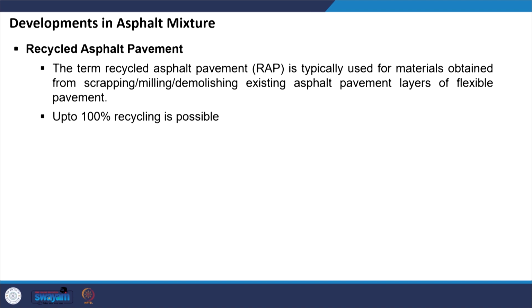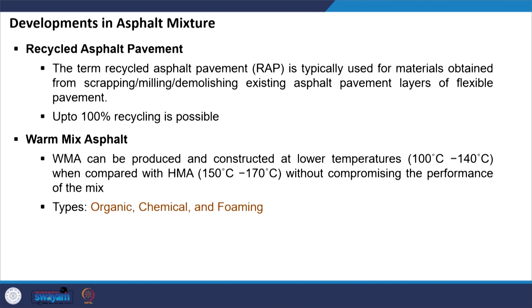We have already discussed about RAP. I have just placed it in the list because this is again one of the technologies, one of the mixtures where a lot of research is going on. People are trying to maximize the use of RAP in asphalt pavement. As we have already discussed, one of the issues for maximizing the use of RAP is the presence of highly oxidized binder. So, various other materials like rejuvenators are being used to mitigate those disadvantages and to maximize the use of RAP in construction of asphalt pavement.